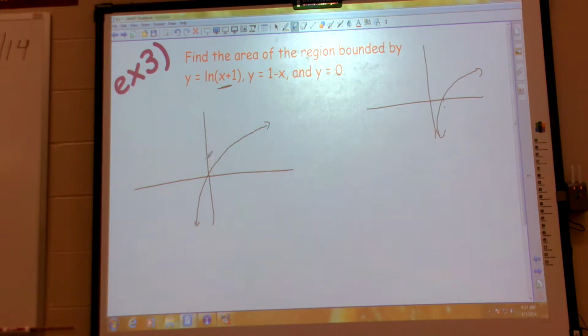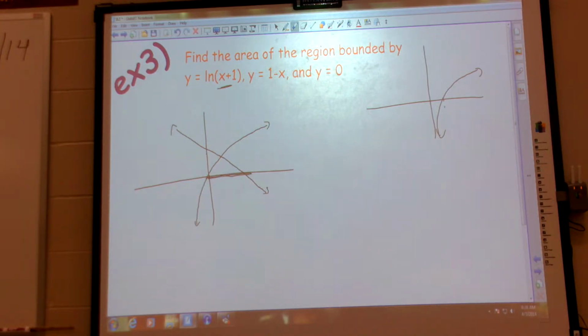That goes through 1, down 1 over 1. And y equals 0 is the x-axis, correct? So this is the region that is bounded by all 3. You see that? Now if I had said x equals 0, it would be this region.